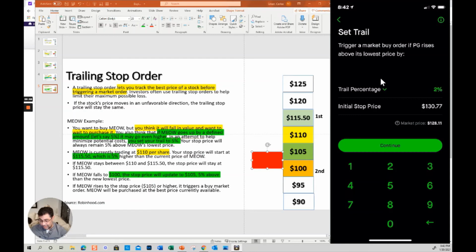And the initial stop price, so the initial stop price means if it opens at 128 and it doesn't go down, as soon as it goes to 130, then it executes the order, okay? And you can see the description. Trigger a market buy if it rises above its lowest price by 2%. So the lowest price is 130, then it will trigger at 2% higher. You know what, I'm gonna put 1%. 2% is too much. Okay, so I'm gonna hit continue.